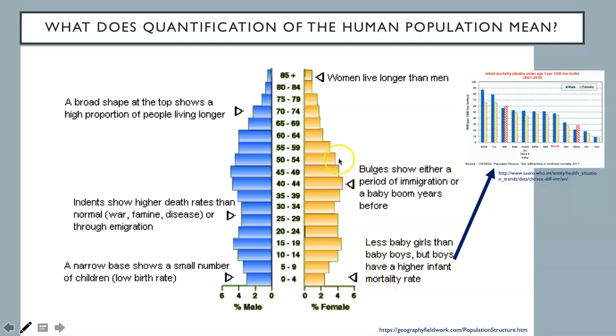But notice, these bulges here show either a period of immigration, so people moving into this region, or a baby boom years before that. Here we have a narrow base showing a small number of children being born, so a low birth rate. We have an indentation here indicating higher than normal death rates. Maybe there was a war or famine or disease. Or maybe there were a large number of people that moved out. And there is a broad shape at the top, which shows that there's a higher proportion of people living longer.